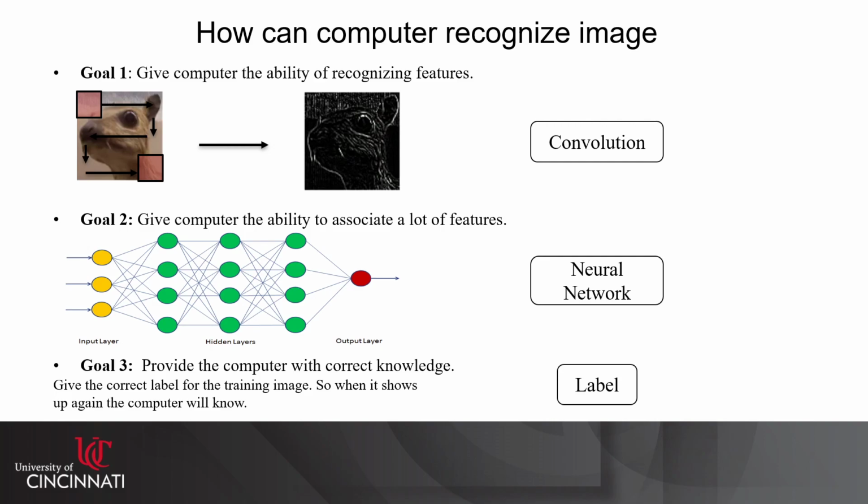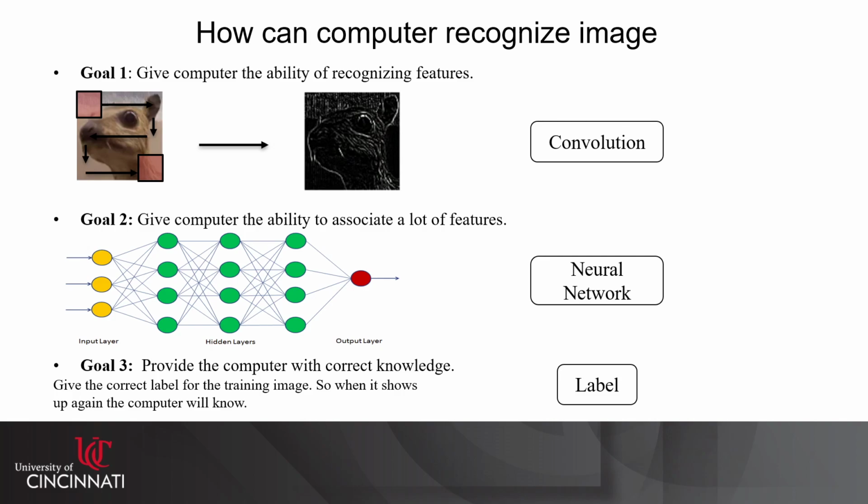The first part is a convolution. The second part is a neural network. And last but not least, the third goal is the label, because just as a human, a computer cannot learn without a correct ground truth knowledge.